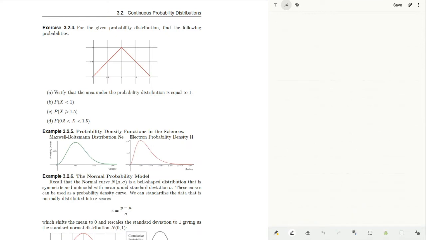So now let's take a look at another example. Suppose we're given the following probability distribution. So this is a triangular distribution. So let's verify that the area under the probability distribution is equal to 1. So the area under the distribution is the probability that x is between 0 and 2.